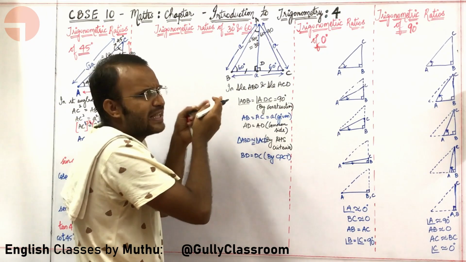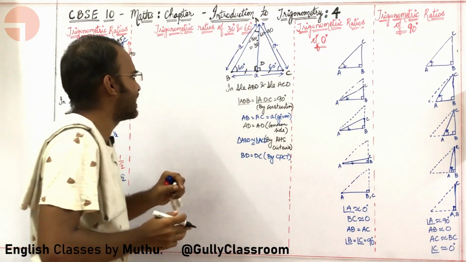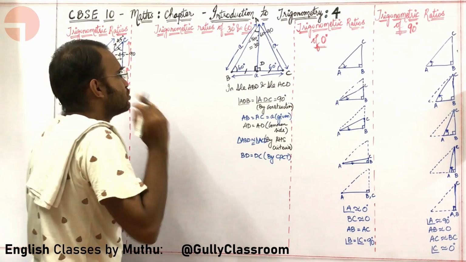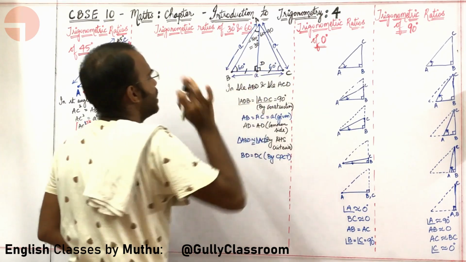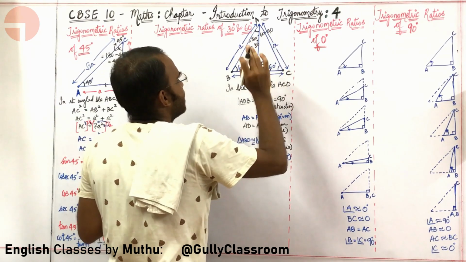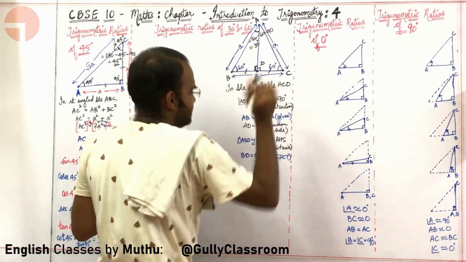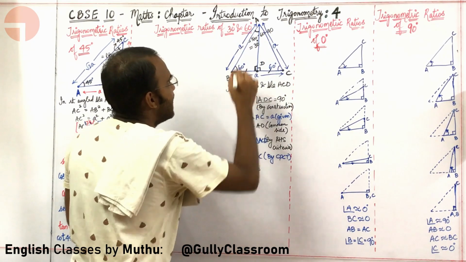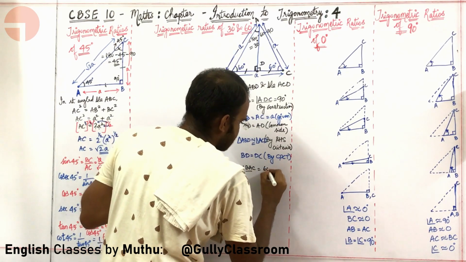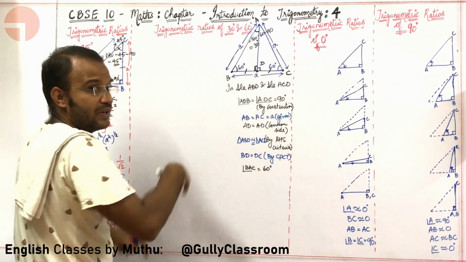Sir, is there any other method to calculate this particular angle? Absolutely. You can also calculate this particular angle using the idea of congruency. How, sir? In an equilateral triangle, we do know that angle BAC is equal to how much? Angle BAC is nothing but 60 degrees, sir, because it's a part of an equilateral triangle.